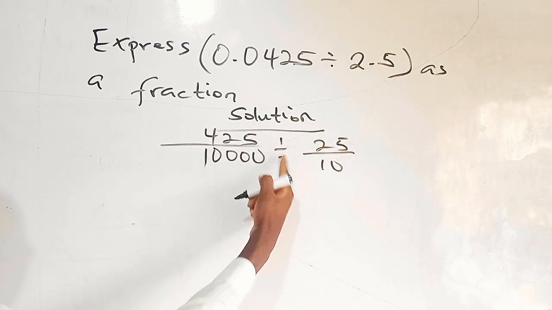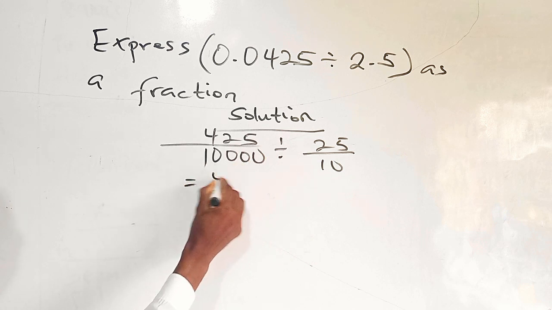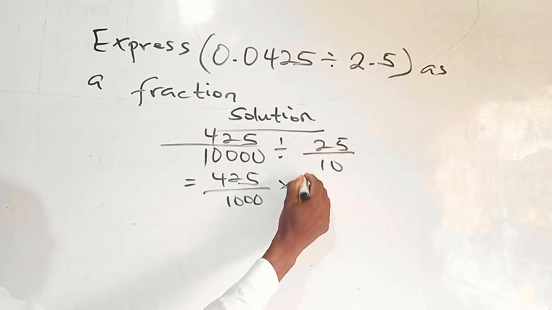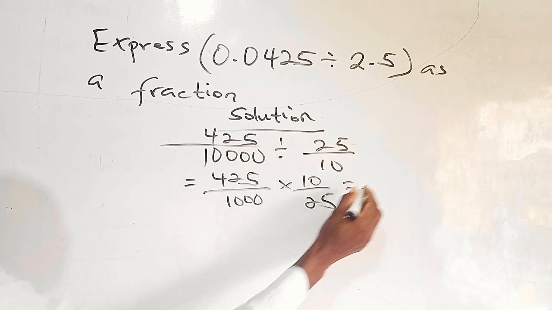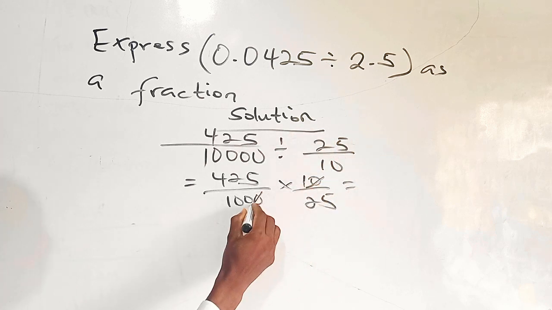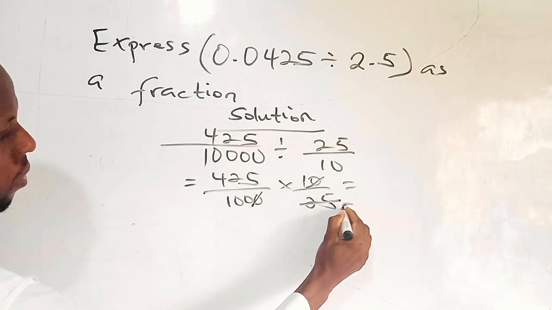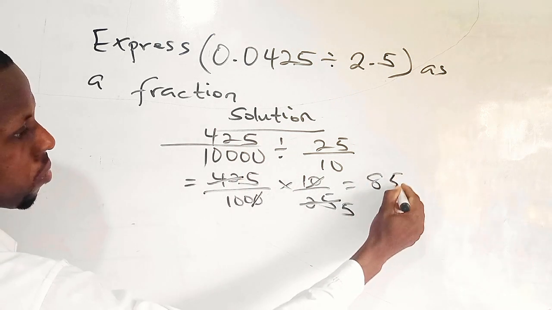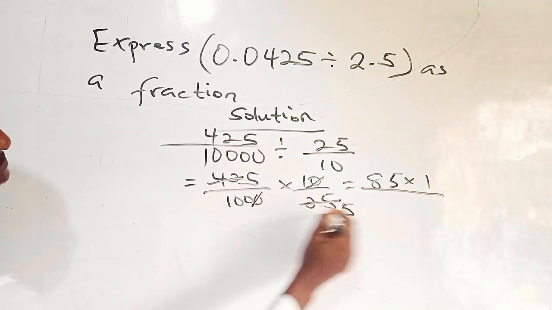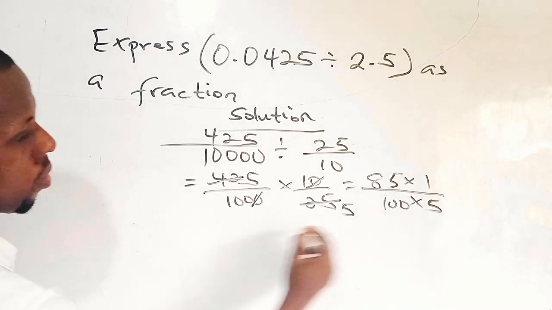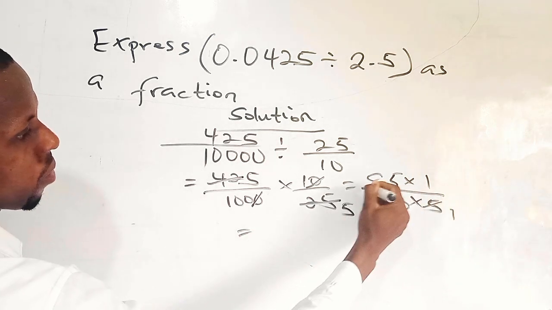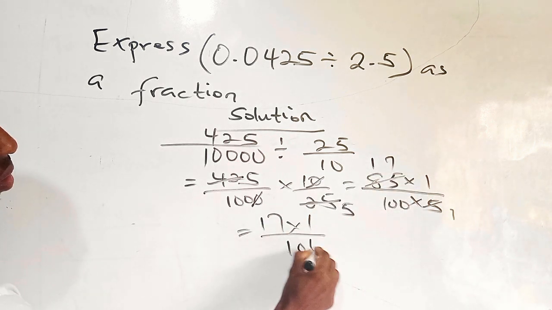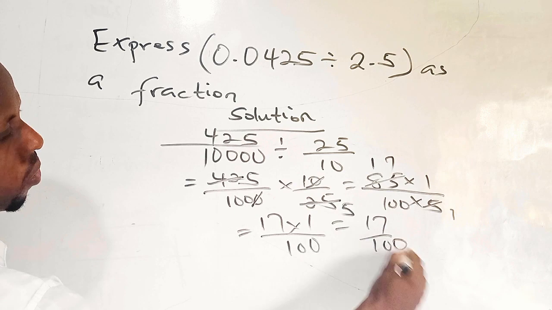So we can find the reciprocal of this because of the division. So we have 425 over 10,000 times 10 over 25. When we simplify, the 0 can go. 5 into 25 is 5, 5 into 425 is 85, so 85 over 1000 times 1 over 5. We can still simplify: 5 into 85 is 17, 5 into 1000 is 200, which leaves 17 over 100 times 1 over 1. So that is 17 over 100.